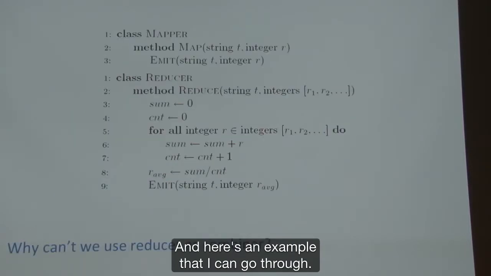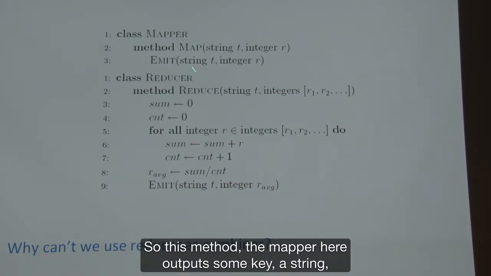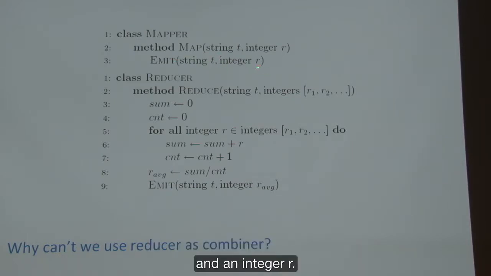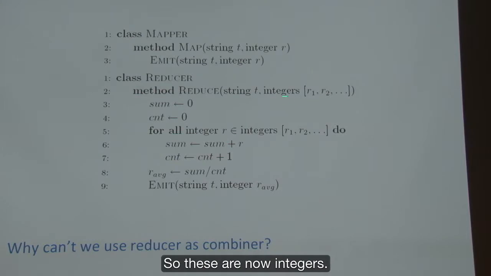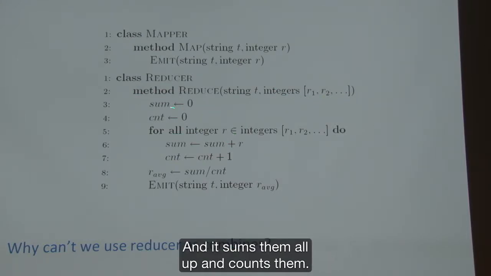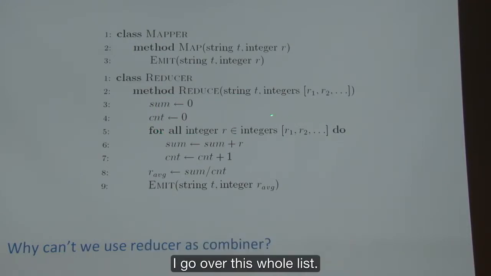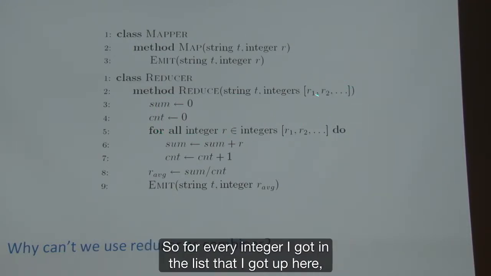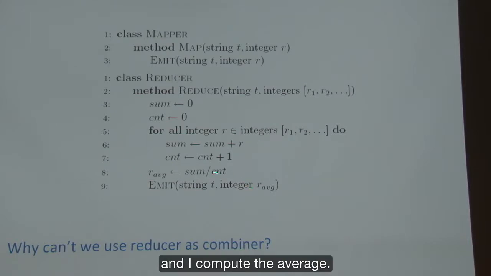And here's an example that I can go through. This is computing the mean of some numbers. The mapper here outputs some key, a string, and an integer r. And now comes this reducer. It gets, again, this key and all the numbers associated with it. So these are now integers. And it sums them all up and counts them. So I have the sum and the count here as my variables. Then I go over this whole list, so for every integer in the list, I sum them all up, I count how many there are, and I compute the average.